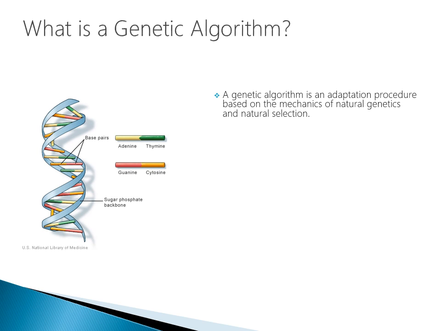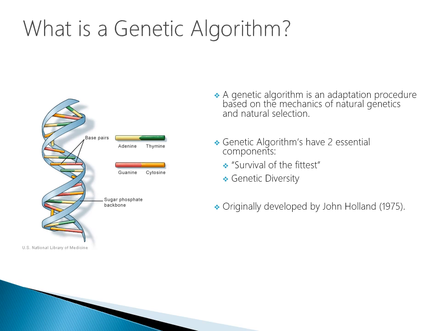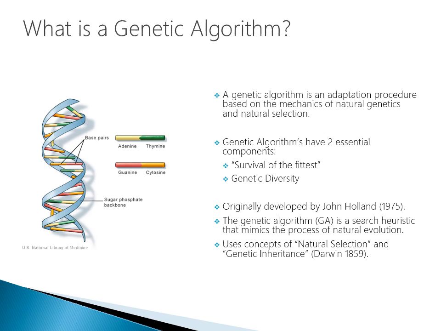Well, what is a genetic algorithm? A genetic algorithm is an adaptation procedure based on the mechanics of natural genetics and natural selection. Genetic algorithms have two essential components that make them up. They have what we're calling the survival of the fittest, and we'll get into this topic a little bit down the road, and genetic diversity. The concept was originally developed by John Holland in 1975, and the genetic algorithm is a search heuristic that mimics the process of natural evolution. And it uses the concepts of natural selection and genetic inheritance brought forth by Charles Darwin in 1859.